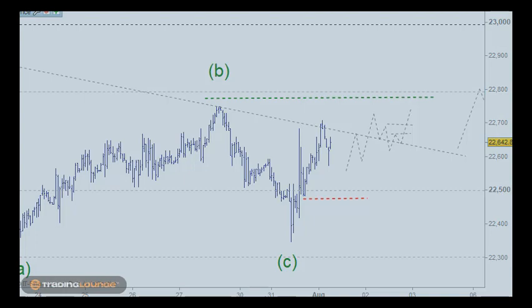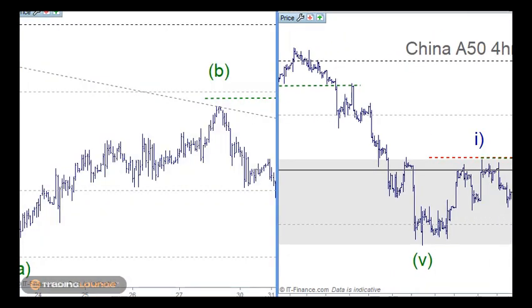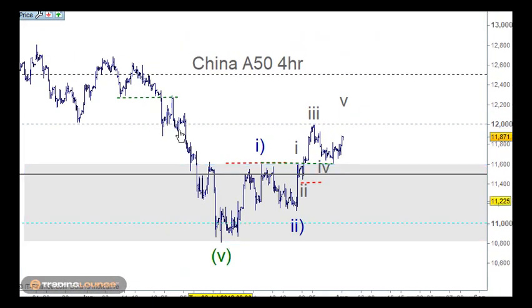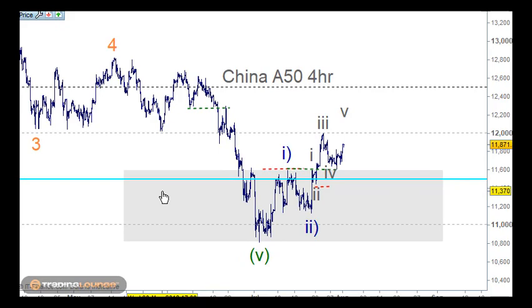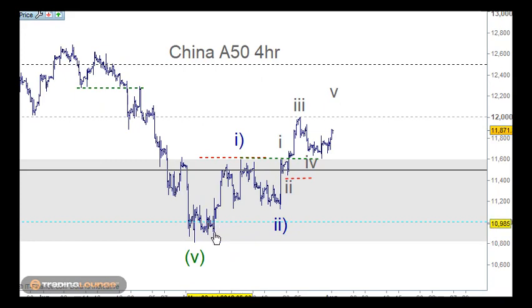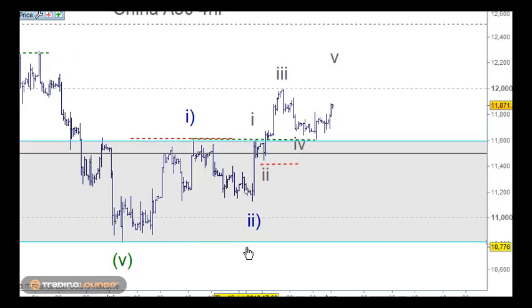Okay, so I want to move over to China and then Hong Kong. With China, we had this as just the 4-hour chart, so it's not fully labeled, but basically we had this low in place here, and I wasn't sure if the move up here was just a corrective rally or was going to be a trend to the upside.